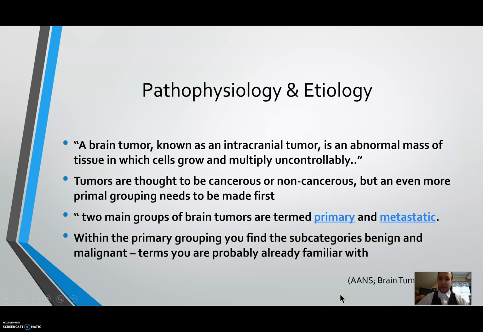First, I want to talk to you about the pathophysiology and etiology of intracranial tumors. So a brain tumor is basically a mass of cells that are growing exponentially at an uncontrolled rate. The body's not using its cutoff mechanisms to stop this or to cease those growing cells.